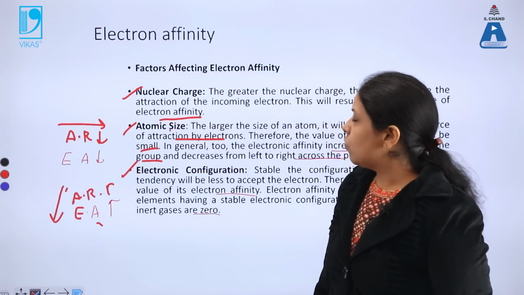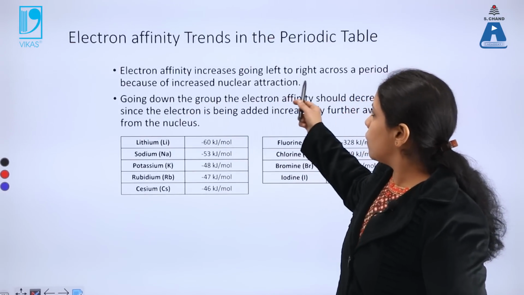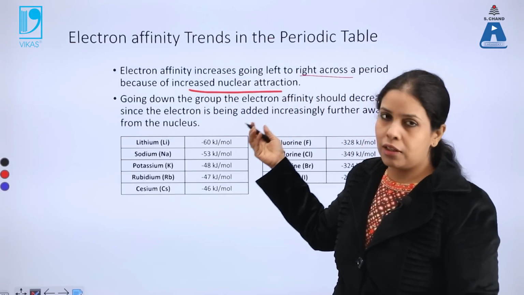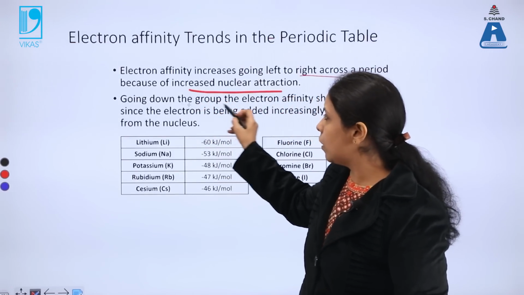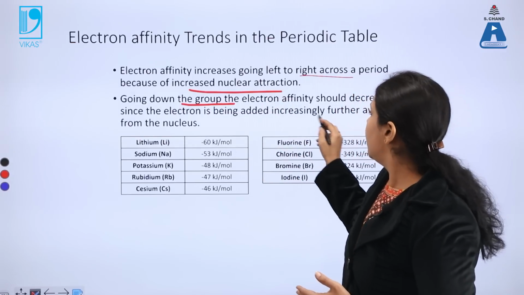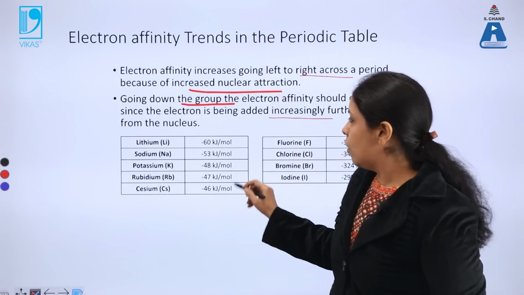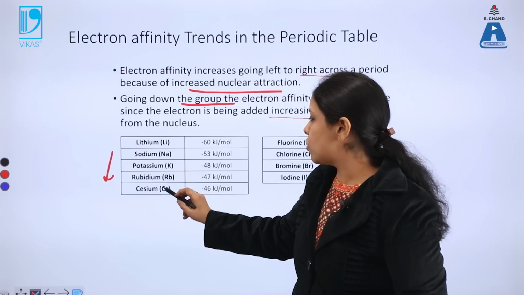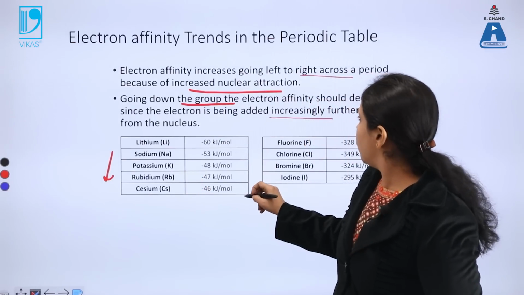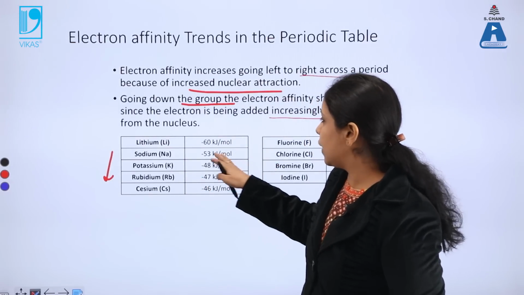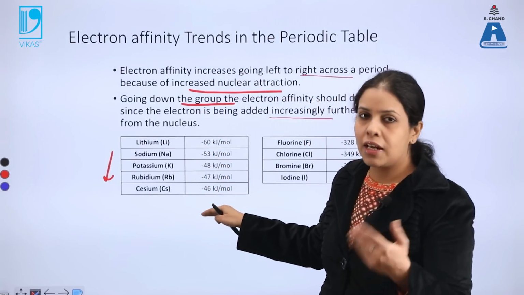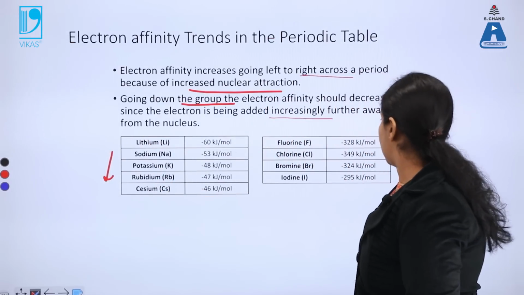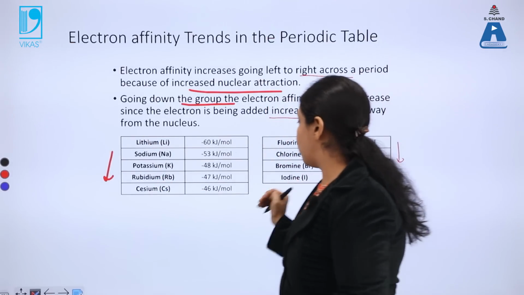Next, if we see the values also, electron affinity increases from going left to right, we have discussed, because of the increased nuclear attraction, and when we are moving from top to bottom in the group, the values get decreased. For example, these are our values: lithium, sodium, potassium, rubidium, cesium. The values are getting decreased and less amount of energy is getting liberated when we are coming from top to bottom. Similarly, in this case also, fluorine, chlorine, bromine, iodine.